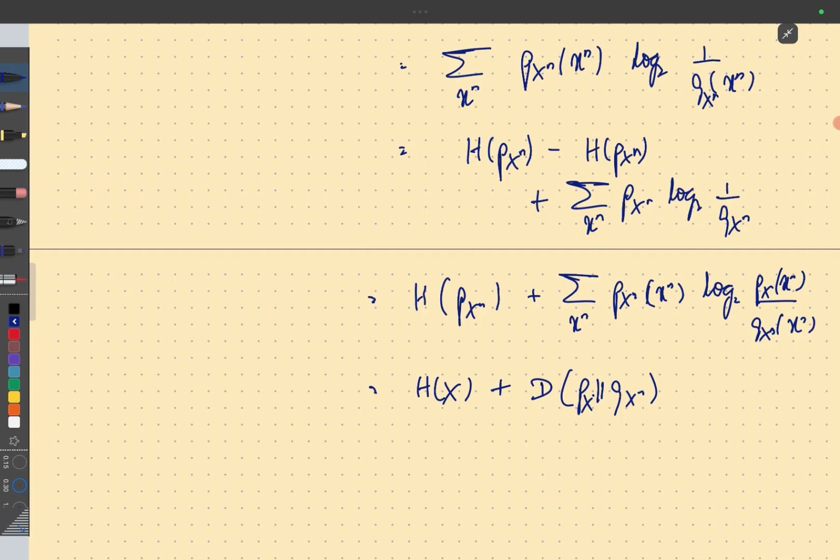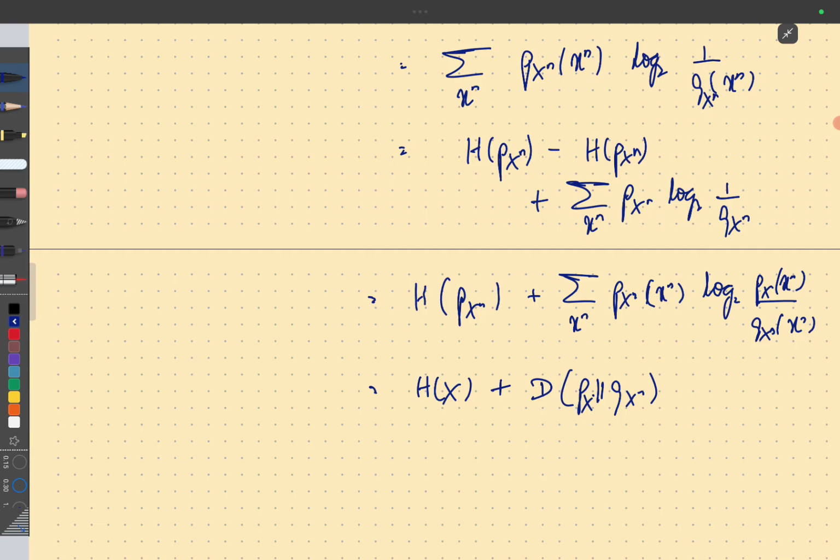So what this is saying is that suppose the true distribution is P, but for whatever reason you used a different distribution Q. Then the minimum possible expected length that you can achieve is of course equal to the entropy plus an additional amount, and this additional amount happens to be the KL divergence between P and Q.